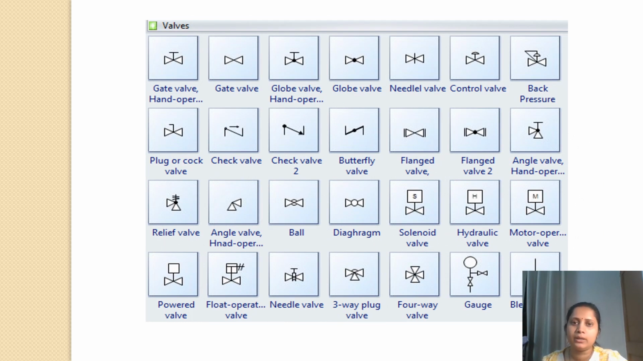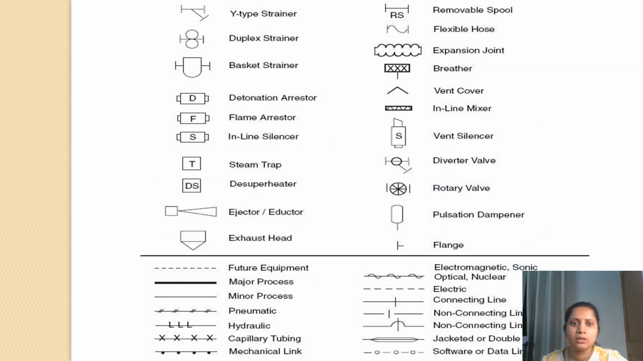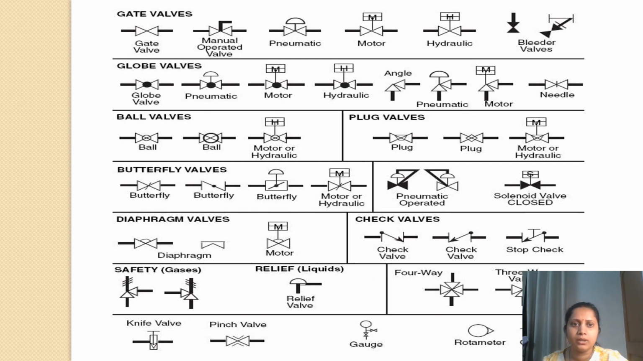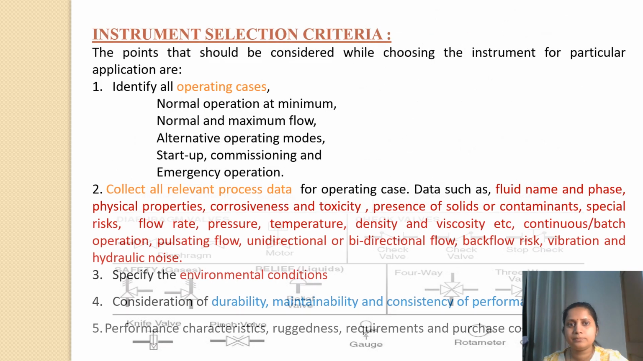Different types of valves and their symbols are shown here, which are used in different places in process industries. Some types of strainer, arrestor, de-superheater, eductor, flexible hose, inline mixer, rotary valve, etc. can be used. Here it is also shown that the line representation of different process flow is also given. Some gate valves, globe valves, ball valves, different butterfly valves are shown here.